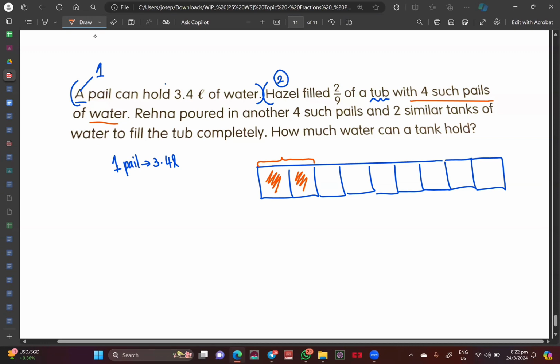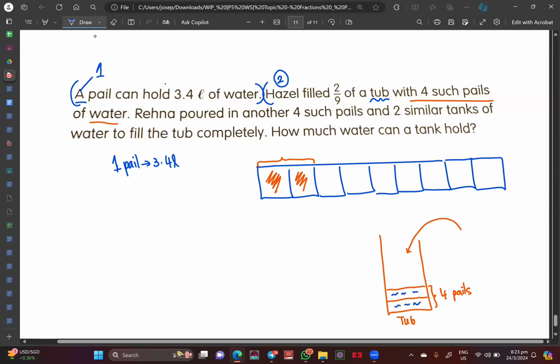That means to say I have a tub, and I used 4 such pails of water. I will carry 4 pails and I will pour them into this tub. So let's say if I have a tub over here, what I did was I split the tub into 2 parts and I poured water in. When I poured water in, I realized that I needed a total of 4 pails in order to fill just 2/9 of the tub. I needed 4 pails.